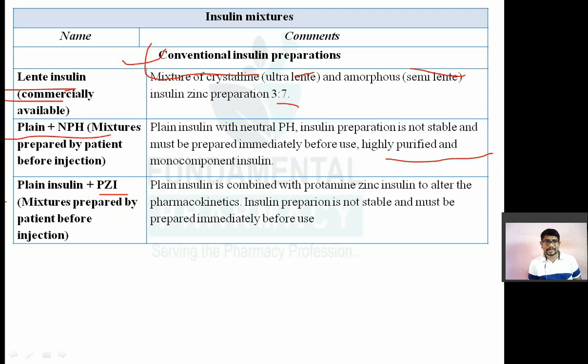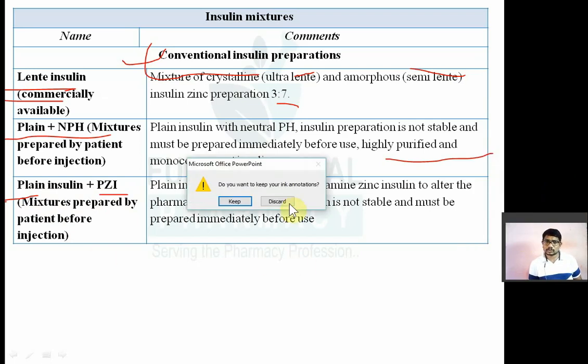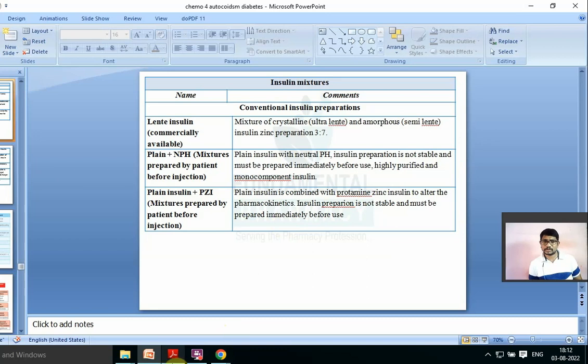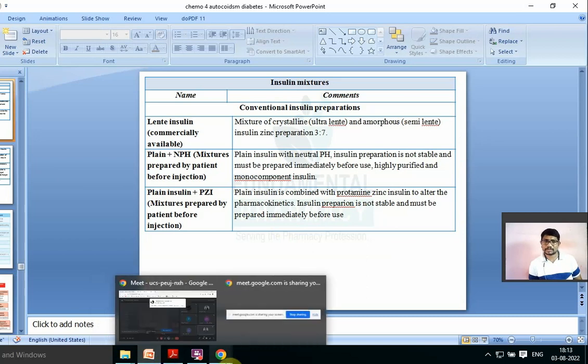Now again, it is a mixture prepared by a patient before injection. Plain insulin is combined with protamine zinc. Protamine and zinc will alter the kinetics and slow down its absorption, so it will be longer acting. It is also used before injection because these preparations are unstable.